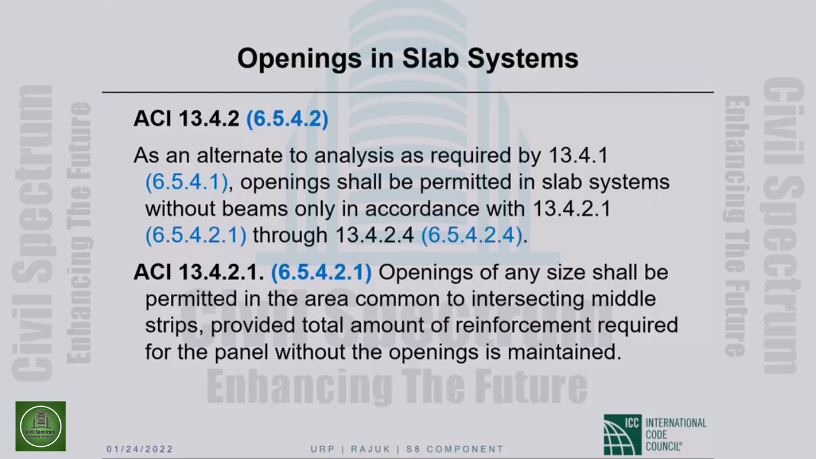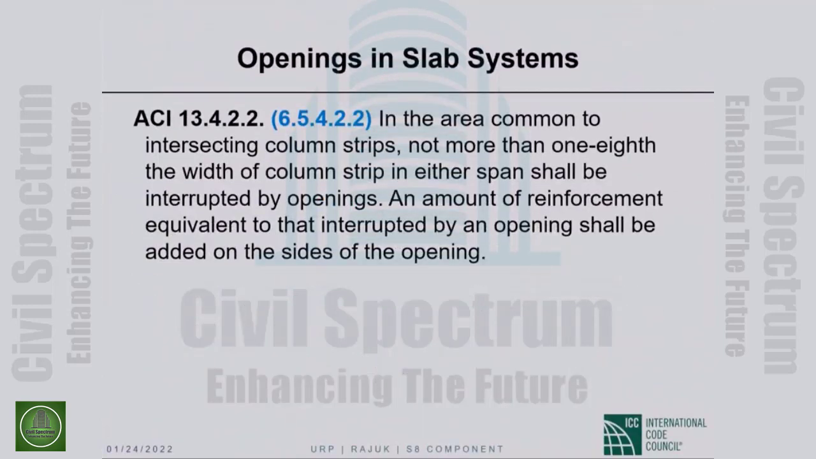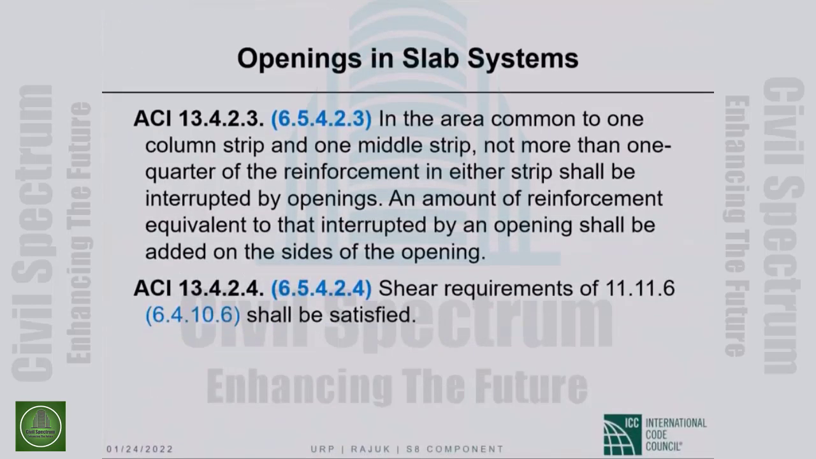So openings of any size shall be permitted in the area common to intersecting middle strips, provided the total amount of reinforcement required is maintained. In the area common to intersecting column strips, not more than 1/8 the width of the column strip in either span shall be interrupted by openings. An amount of reinforcement equivalent to that interrupted, that part is the same always. In the area common to one column strip and one middle strip, not more than 1/4 of the reinforcement in either strip shall be interrupted by openings.